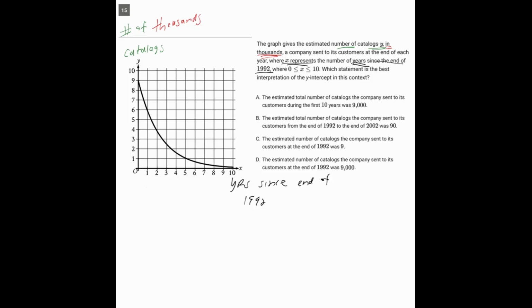So we're being asked, what is the y-intercept here? So the y-intercept, that's where you're hitting the y-axis. That's the 9. And so we're seeing that right at the end of 1992, because it's x equals 0. So it's 0 years after the end of 1992. We're seeing that there were 9,000 catalogs. So which answer says there were 9,000 catalogs at the end of 1992? Answer choice D.